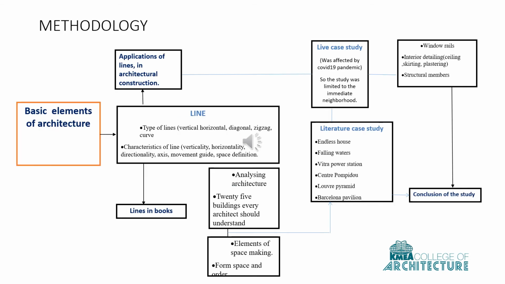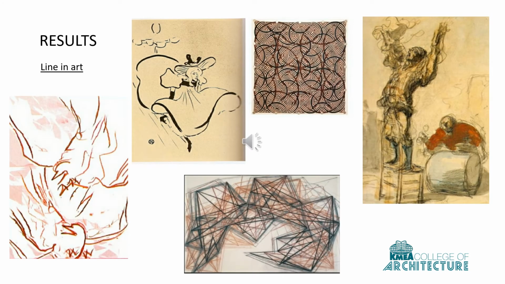Methodology. The study starts from the basic element of architecture. Line is split into two: in construction and in books. The books I referred to are Analyzing Architecture, 25 Buildings Every Architect Should Understand, Elements of Space Making, and Form, Space and Order. The two case studies, live case studies and literature case studies, together contributed to the final conclusion of the study.